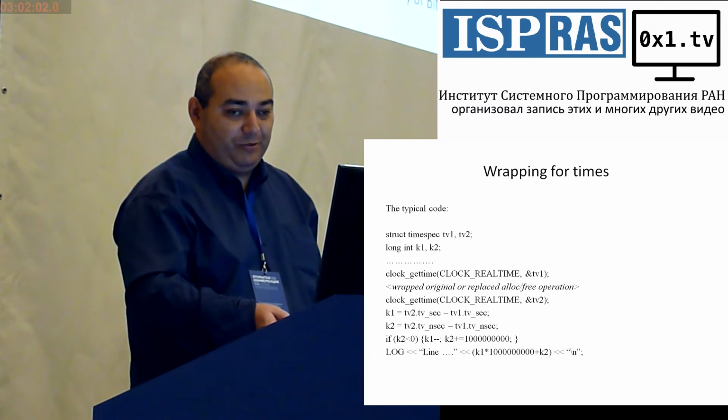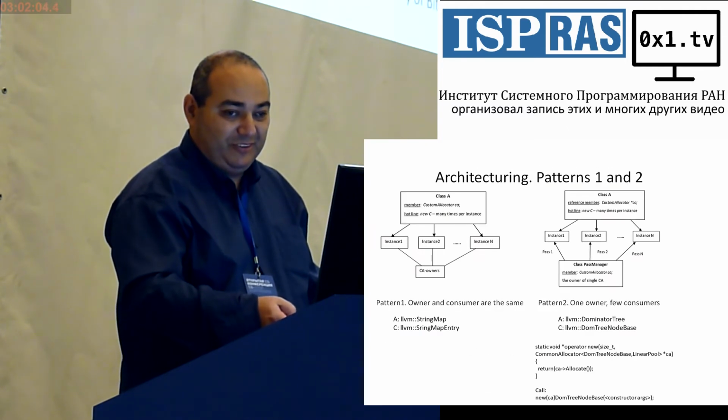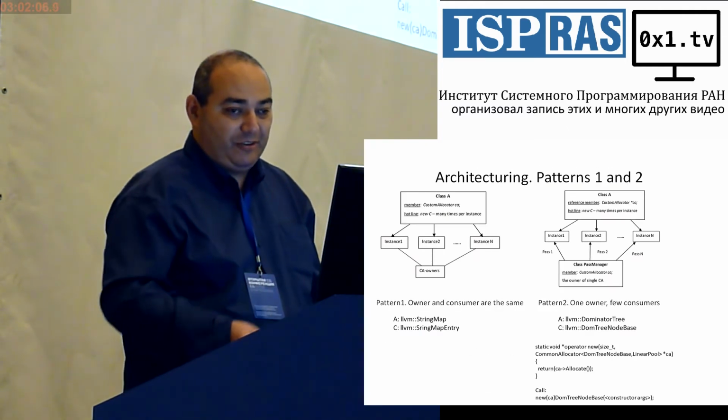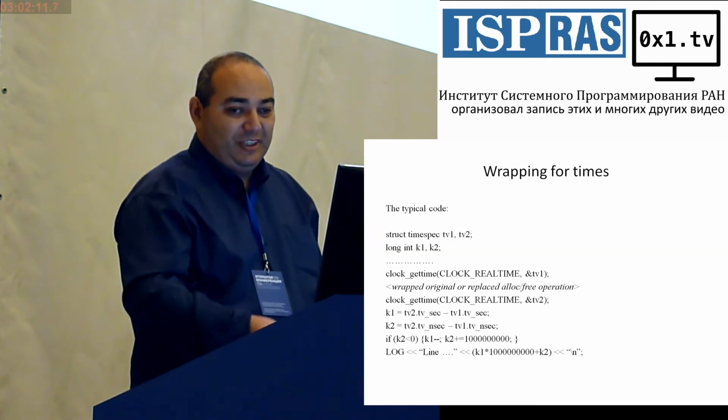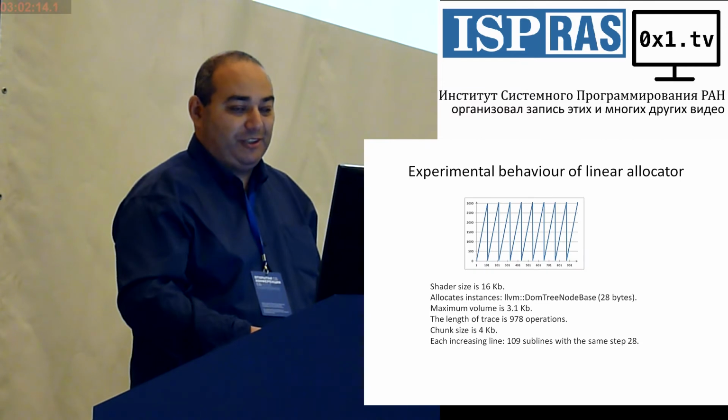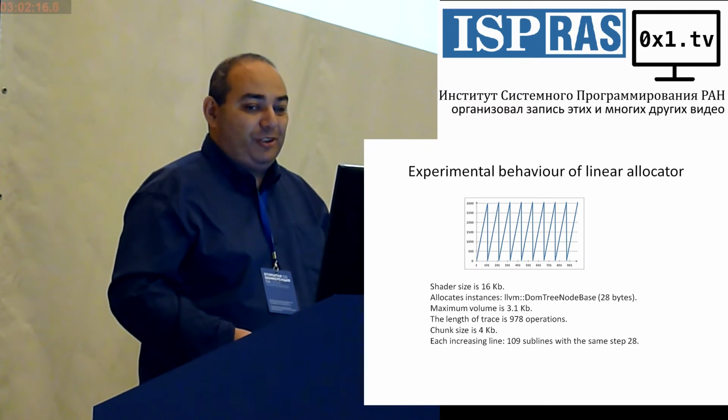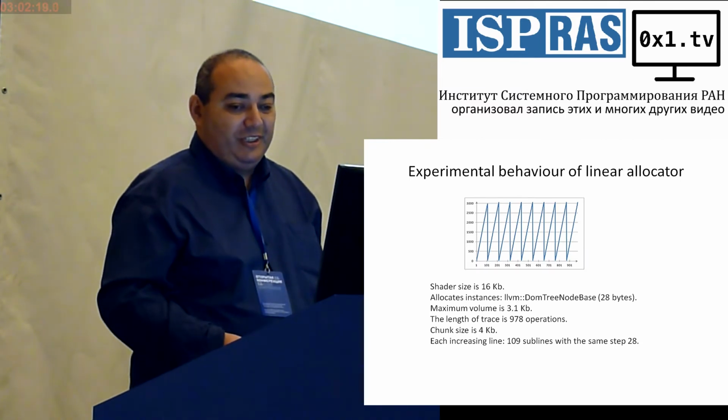Okay, architecturing. Three typical patterns were identified, and the way each pattern uses the custom allocator you can read about in the material. Well, we changed the code. Then here are the results.